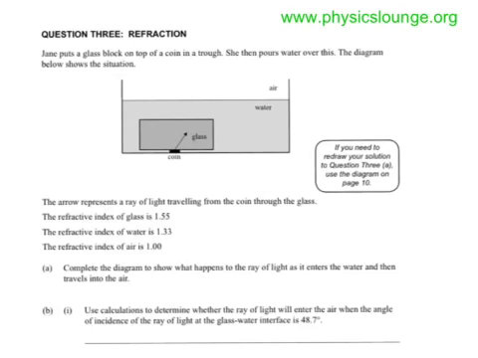The refractive index of glass is 1.55, which is higher than the refractive index of water, 1.33, which again is higher than the refractive index of air. So we've got a decreasing refractive index the further out that we go.